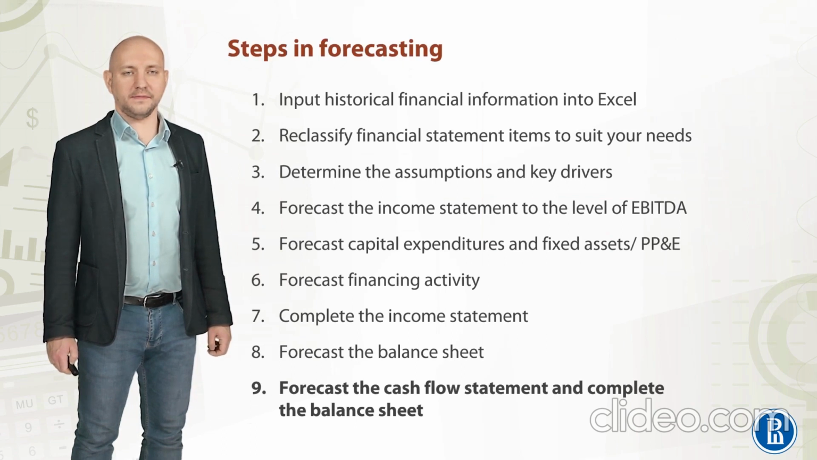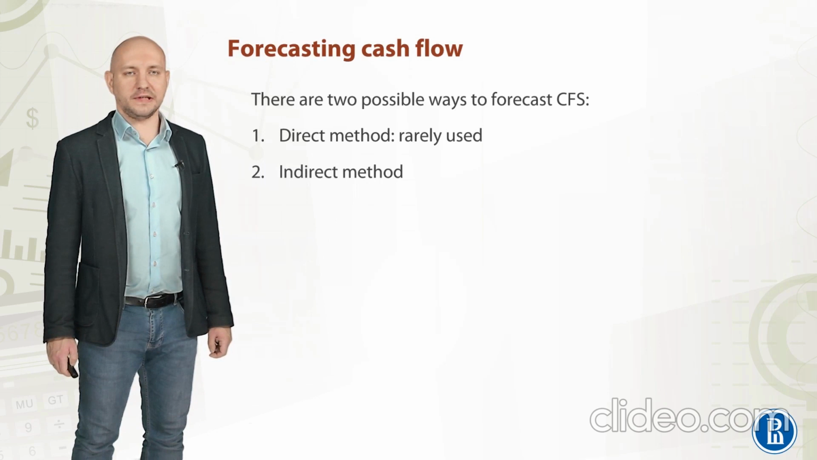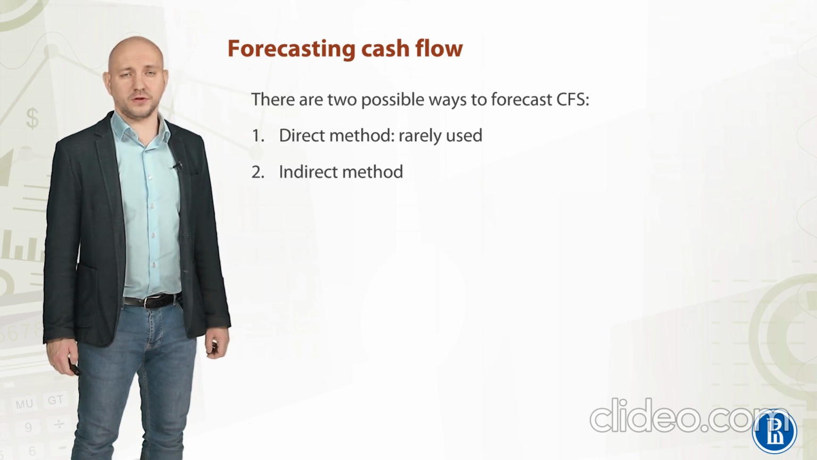If we look again at the steps that we have already covered, right now we're at step 9, where we need to forecast the cash flow statement and complete the balance sheet. Usually, there are two possible ways to forecast cash flow statement: direct method, which is in fact rarely used, and indirect method. Let's discuss them in detail.